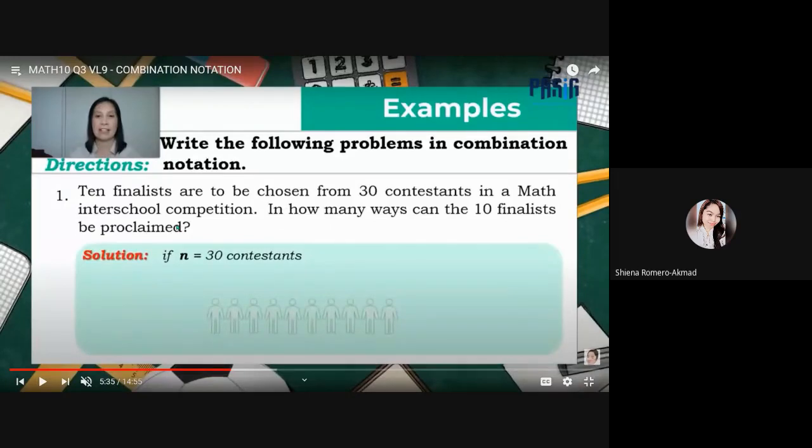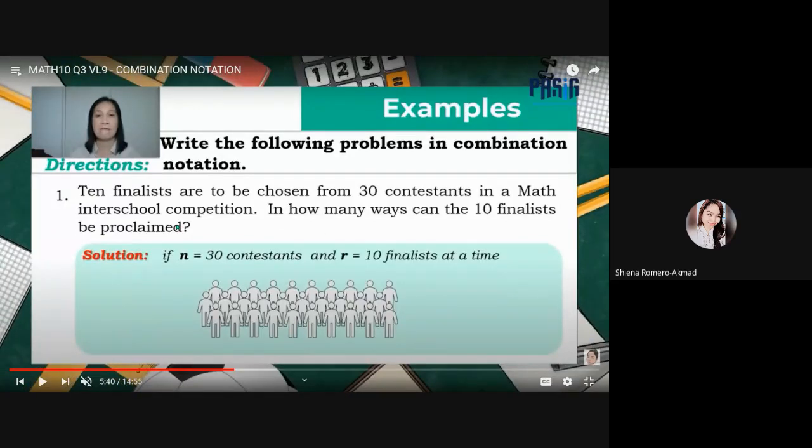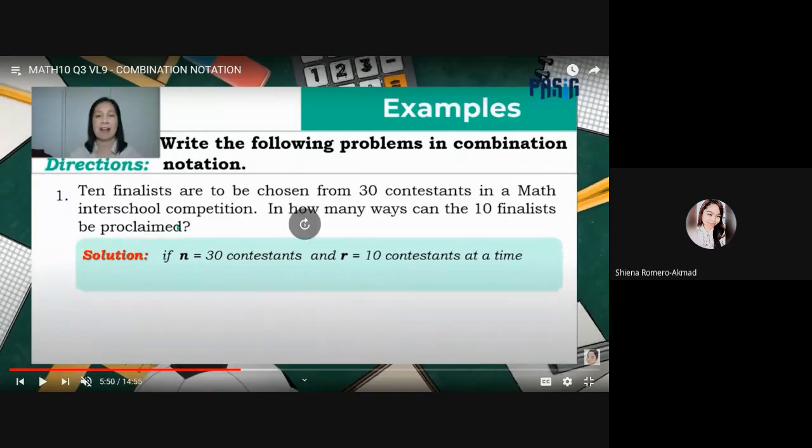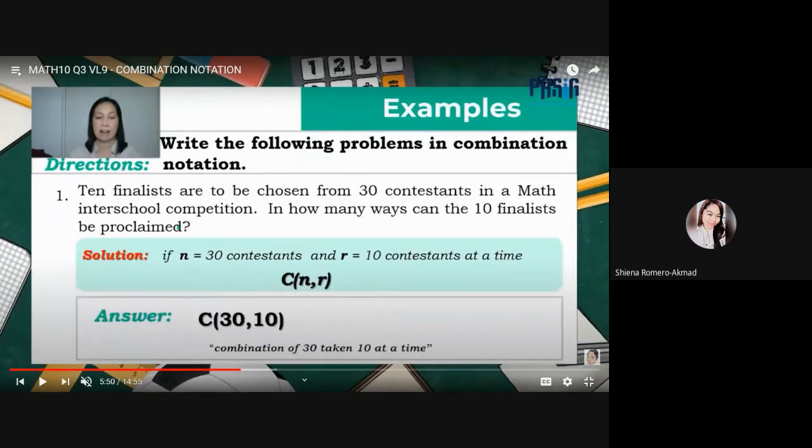Okay, so N is 30 contestants and R the 10 finalists at a time. So that would be combination of 30 taken 10 at a time. Pansinin niyo kung paano siya nire-represent. So pwedeng ganito. Okay, and then ang basa dyan ay combination of 30 taken 10 at a time, where 30 is the N and 10 is the R.